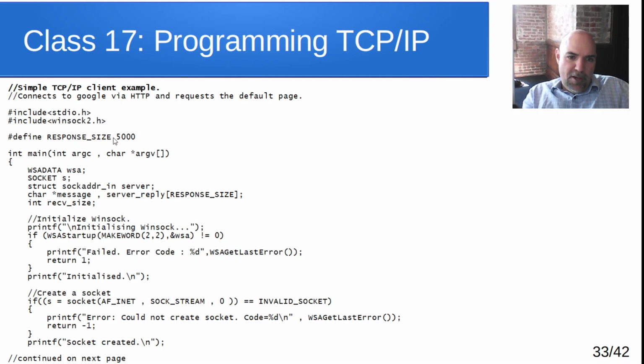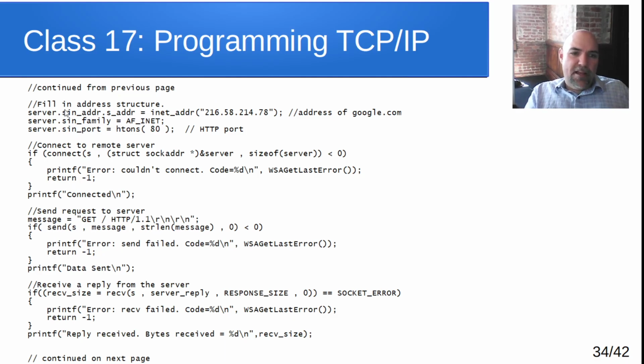This is going to receive up to 5,000 bytes of data. So here's the main. The first thing we do, other than creating all these variables, is create this server reply buffer of that size, 5,000 bytes. Google might return more than 5,000 bytes, but I'm just going to receive the first 5,000 bytes from their web server. Then you'll notice I call WSAStartup. If that succeeds, we know that winsock has been initialized. I then create my socket. If that succeeds, then we continue on. After that, I fill in the address structure. Here's the address I looked up of Google.